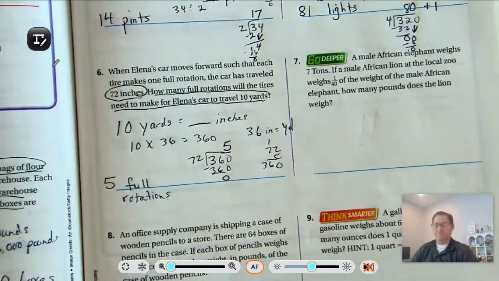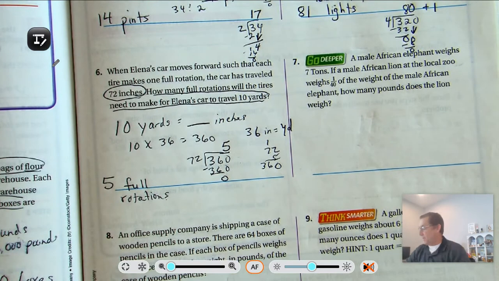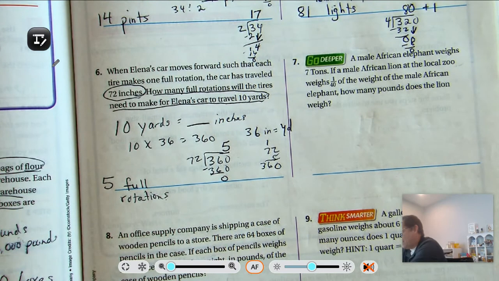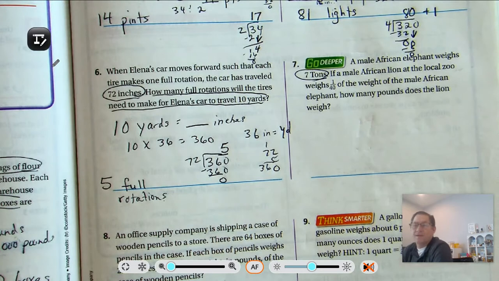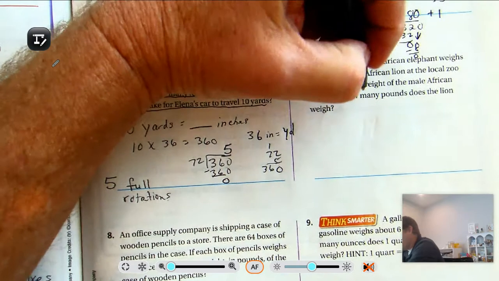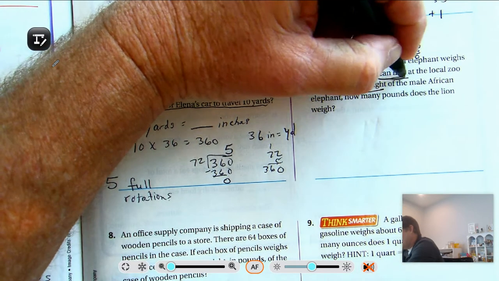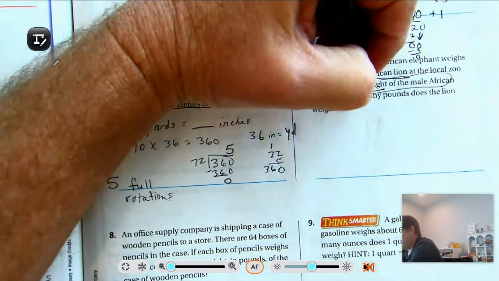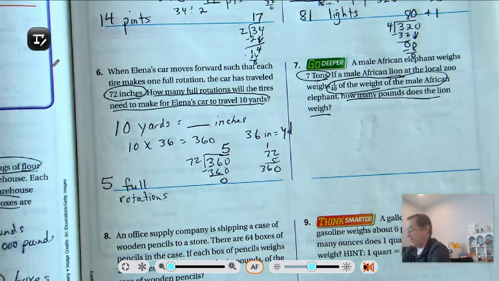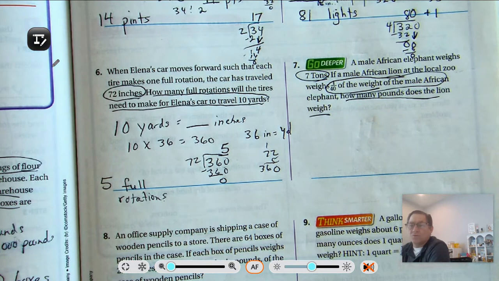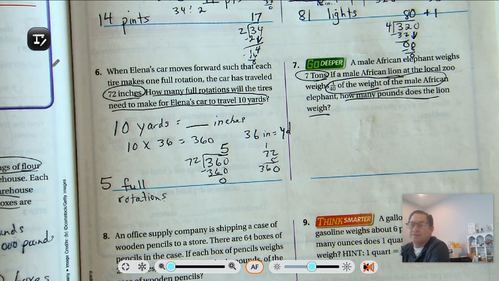All right, number 7. A male African elephant weighs 7 tons. If a male African lion at the local zoo weighs 1/40th of the weight of the male African elephant, how many pounds does a lion weigh? Okay, so 1/40th of the weight of the male African elephant, and we need to know pounds.